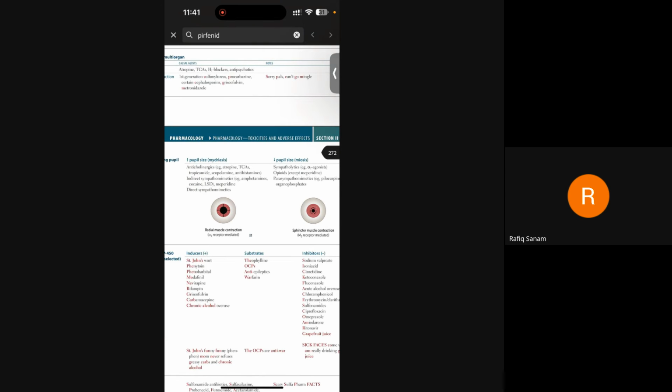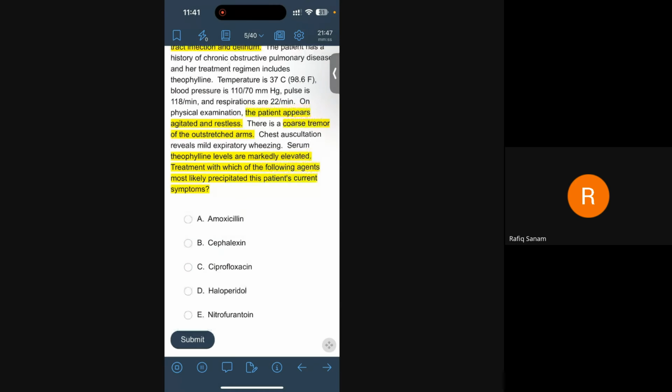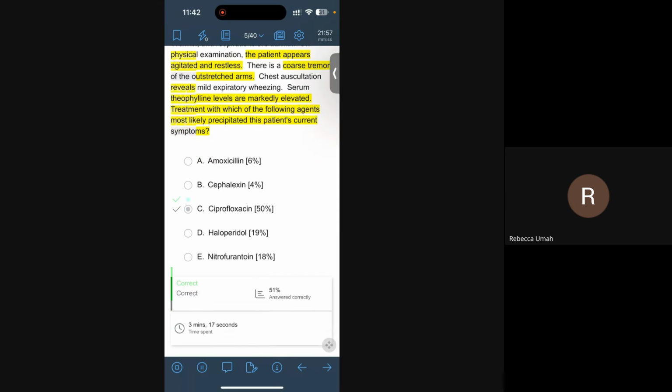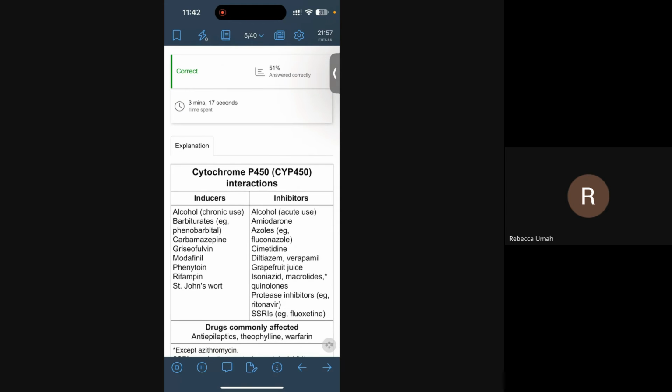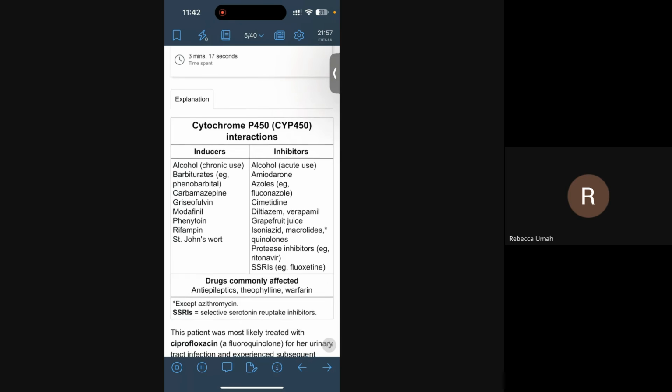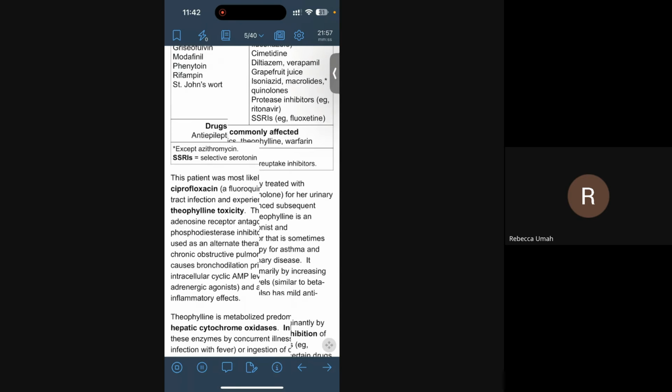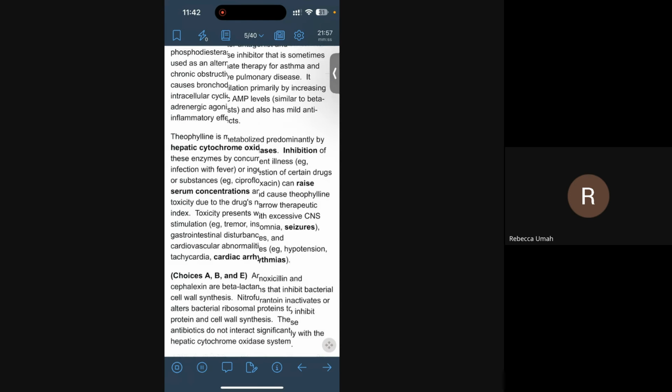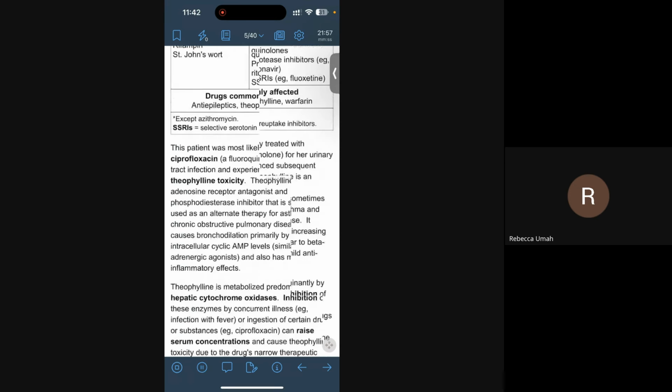So let's see which of the following is present. Tell me which one is going to be the answer here. C, yes, ciprofloxacin is going to be the answer. See, inducers and inhibitors: the drugs most commonly affected are anti-epileptics, theophylline, and warfarin. The inhibitors include macrolides, quinolones, and protease inhibitors. Okay, let's move on to the next one.